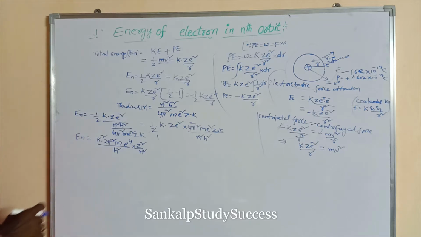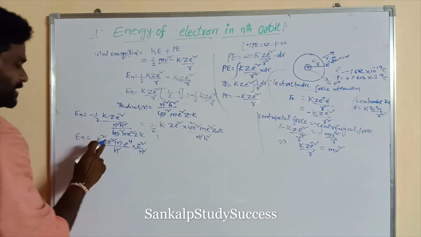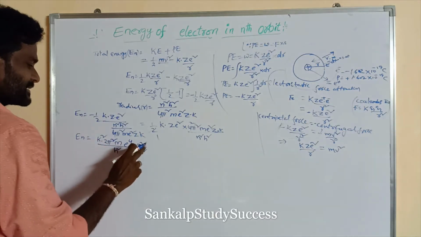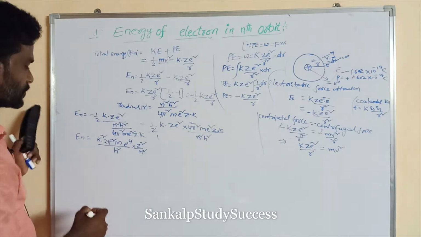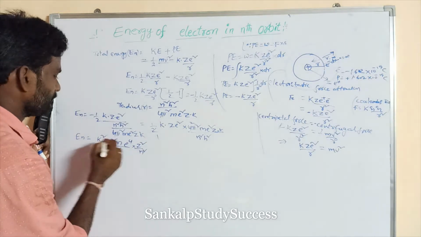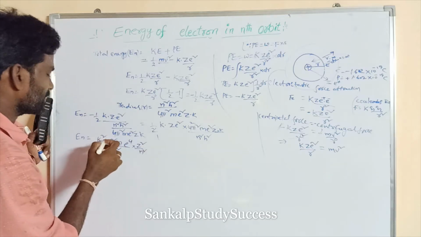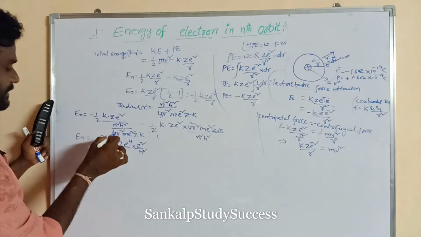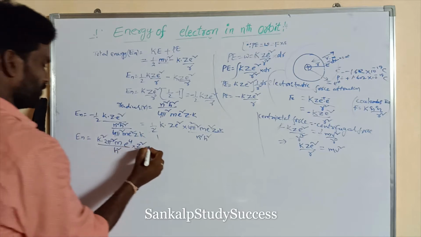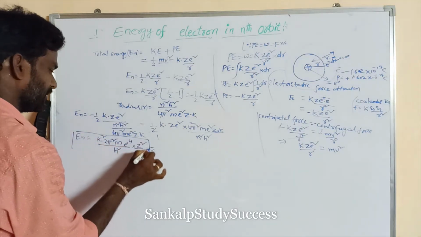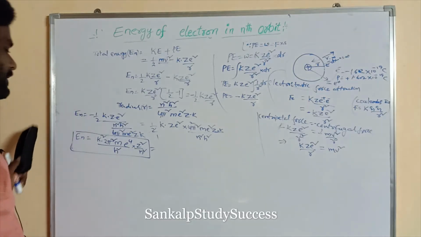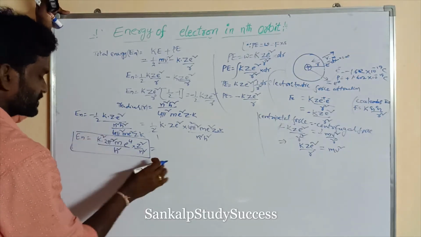So this is the value of En. En means the energy of electron in the nth orbit. En is equal to k square 2 pi square m e power of 4 into z square by n square h square. If all the constant values are substituted in the equation, we get the energy of electron in the nth orbit. Now these values are substituted in the equation.